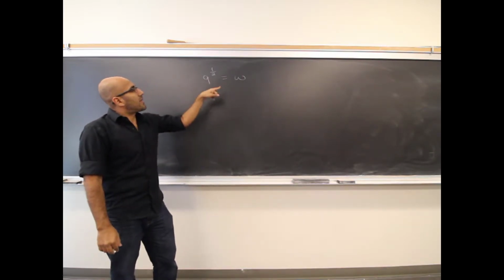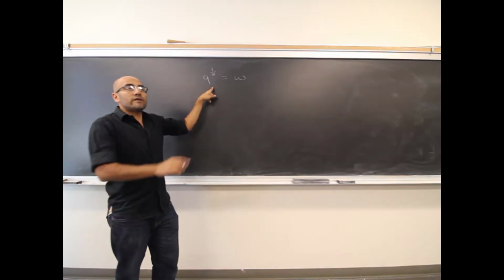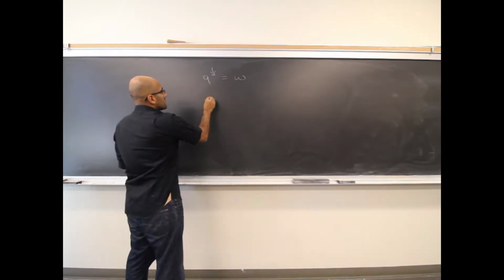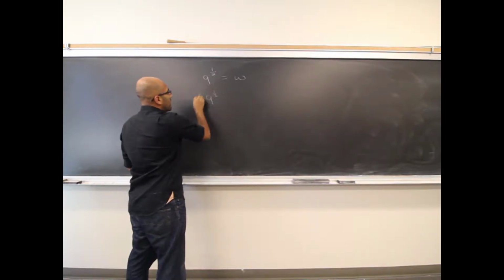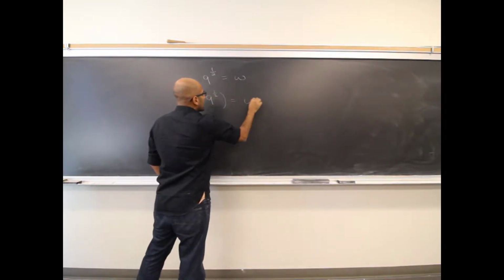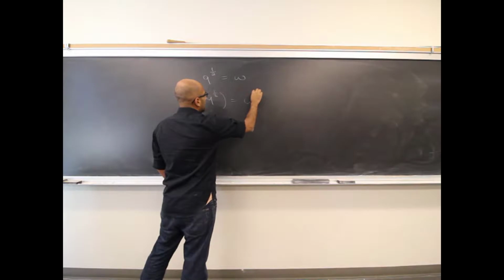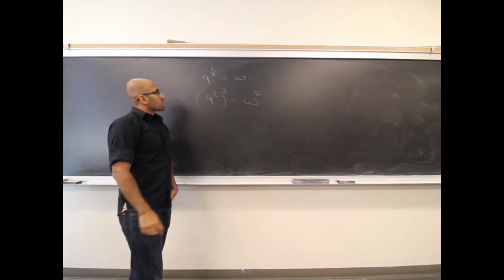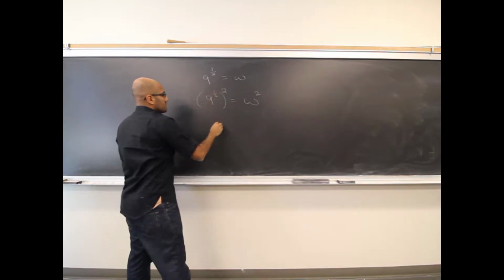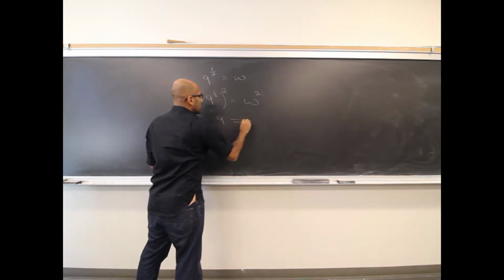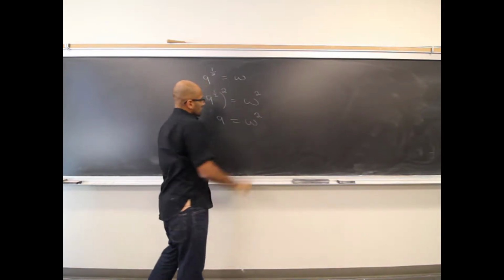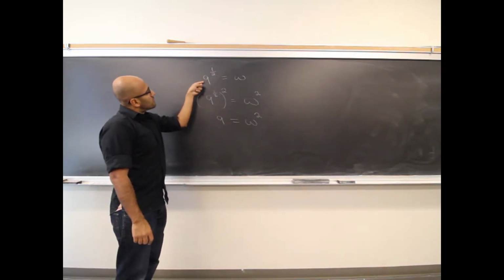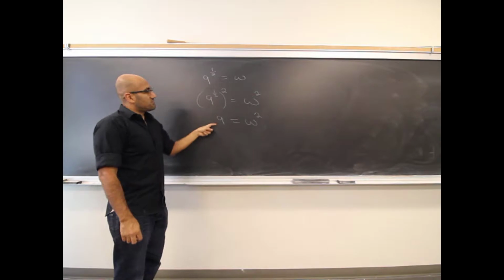So now that I have it like this, what I'm going to do is square both sides, right? So I'm going to take this side, 9 to the 1/2 power, and take that to the power of 2, and take that to the power of 2. And so I end up with 9 equals W squared. These are equivalent statements, right? So that weird, strange thing is equal to that.